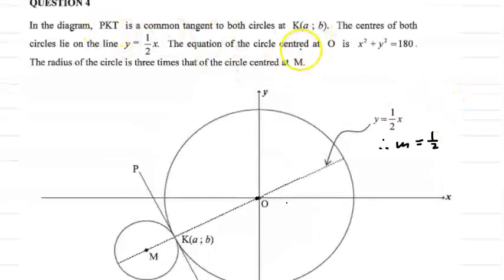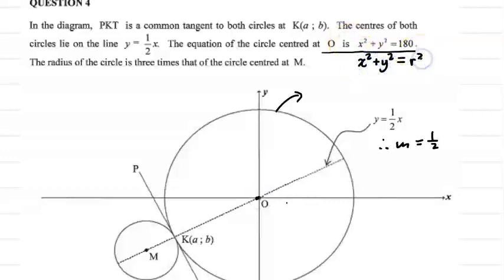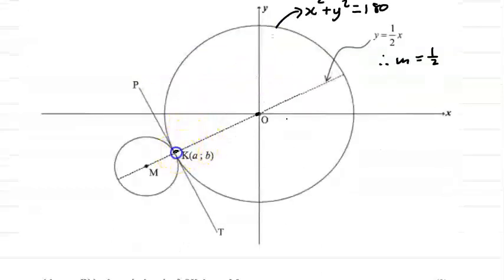They tell us here that the equation of the circle centered at O, the circle whose center is at the origin, is in the form x squared plus y squared equals r squared. Let's write the equation here again. X squared plus y squared equals 180. They also tell us that the radius of the circle is 3 times that of the circle centered at M. So therefore, OK, which is the radius of the big circle, is 3 times the radius of the small circle. So let's try and write that down. OK is equal to 3 times KM.